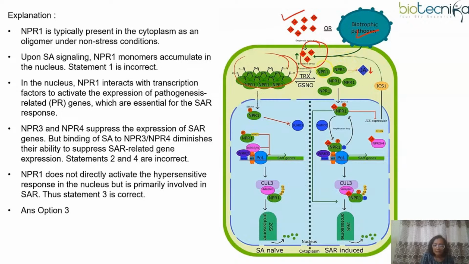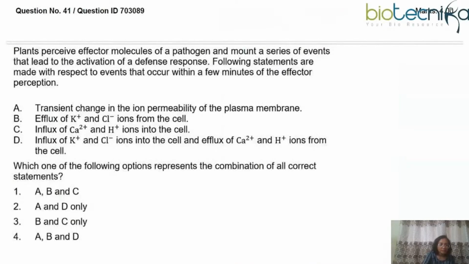By both these mechanisms, salicylic acid amounts increase. You can see NPR is now depolymerized and monomers are brought inside the nucleus, and it triggers the expression of the CSIR gene. CSIR is induced. So statement 3 is correct. The answer is option 3. Next question.